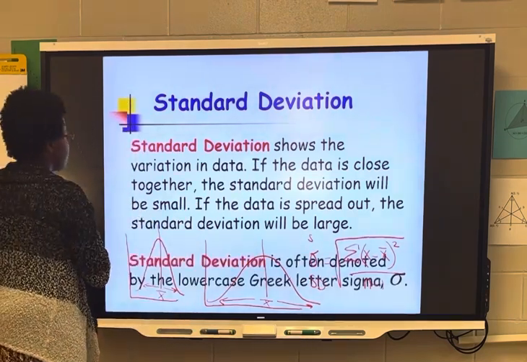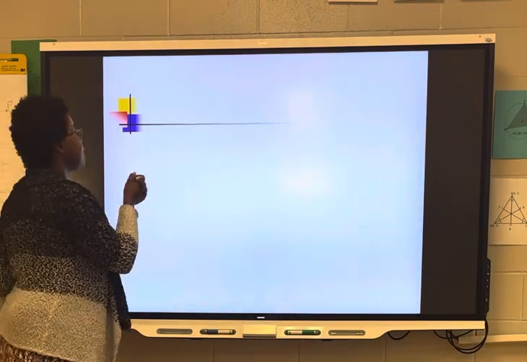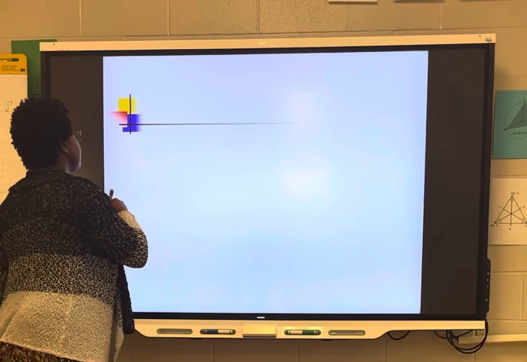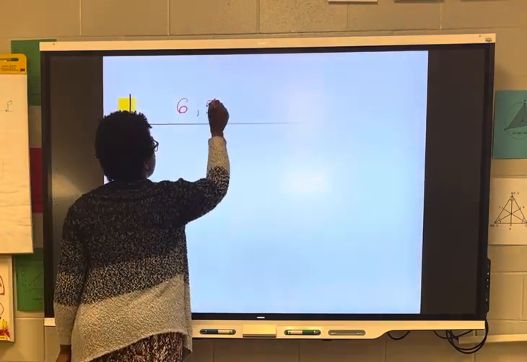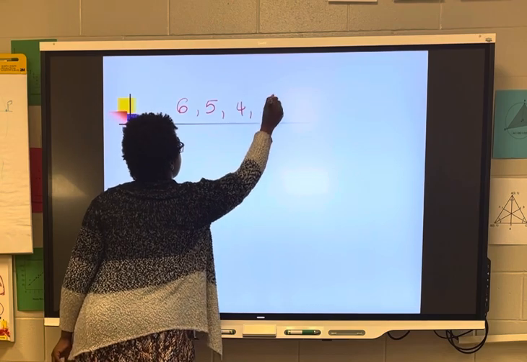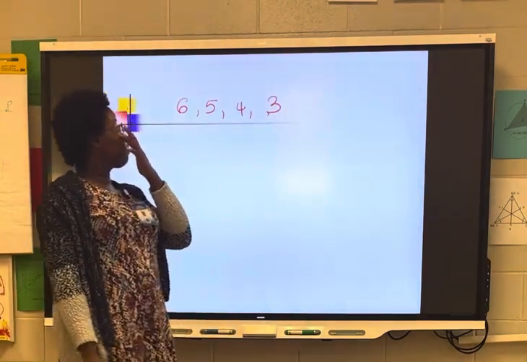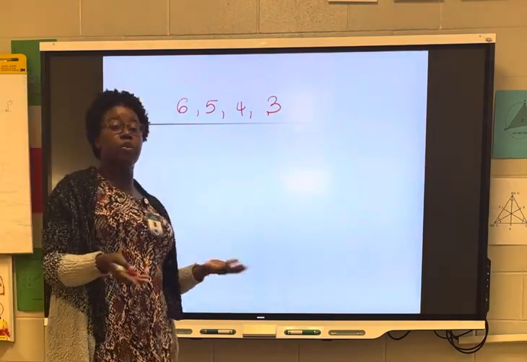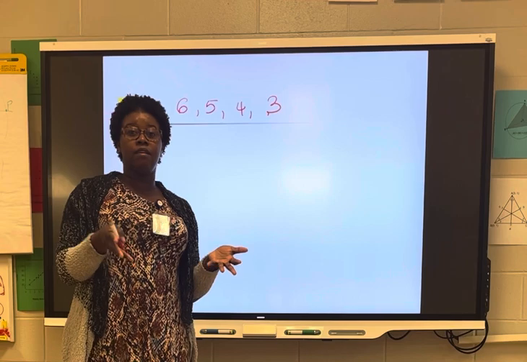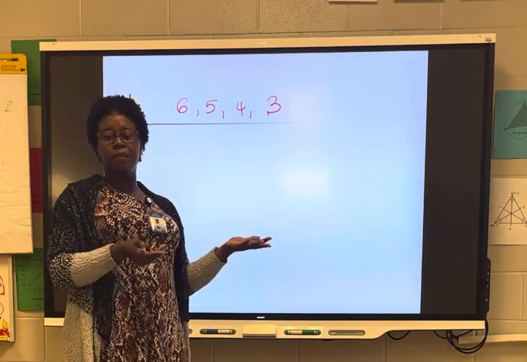Alright, so let's move on to a question. Let's say we have some data values. Let's do some small ones so we can have less time to work. Let's say we have these data values representing scores: 3, 4, 5, and 6. As you can see, these numbers are pretty close to each other, so we expect the standard deviation to be a pretty small one because they're a difference of 1 apart.